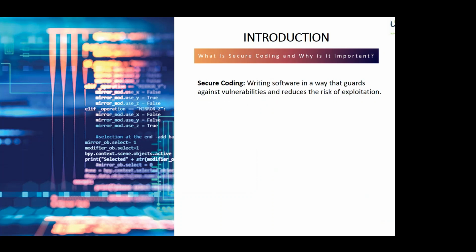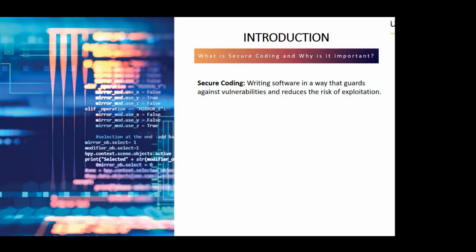All right, let's move on quickly. Now, secure coding, just as it says, is very simple: writing software in a way that guards against vulnerabilities and reduces the risk of exploitation. It's as straightforward as that.